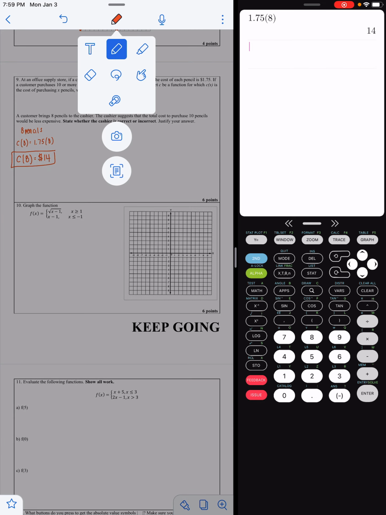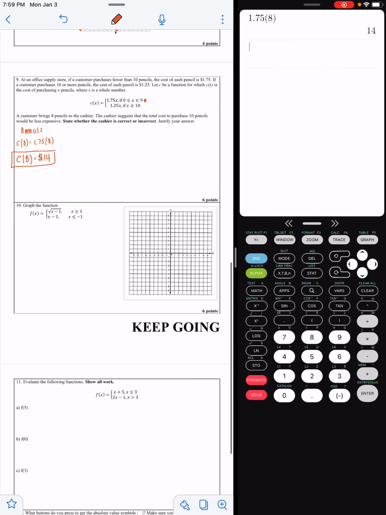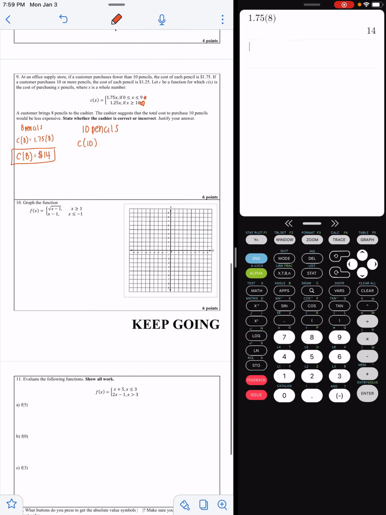Now we want to find the cost of 10 pencils, because the cashier says that 10 pencils is actually going to be cheaper. If I want to find the cost of 10 pencils, we're actually going to be using this second function. Each pencil is going to cost $1.25. So that'll be $1.25 times 10. I do not need a calculator for this one. That gives us $12.50.